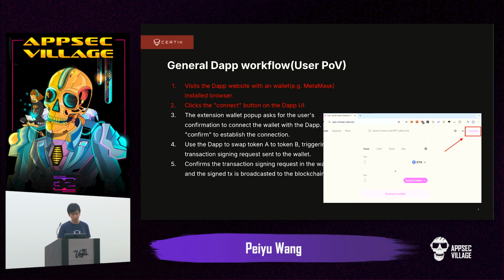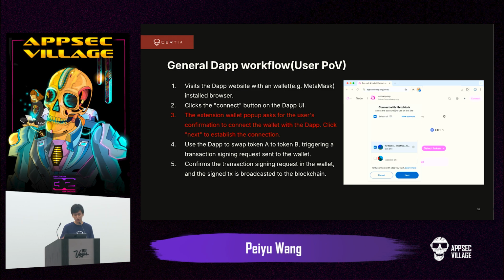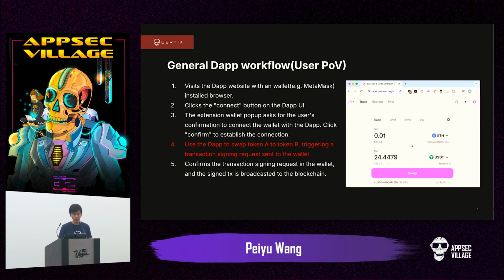This is a general workflow for an app. The app you see there is Uniswap, probably the most popular and most used app. You go to the website, there's a connect button, and you click that. That triggers a connection request pop-up from the wallet. If you trust the application, you can click next so that your wallet connects with the app. After the connection is established, you can start using the app.